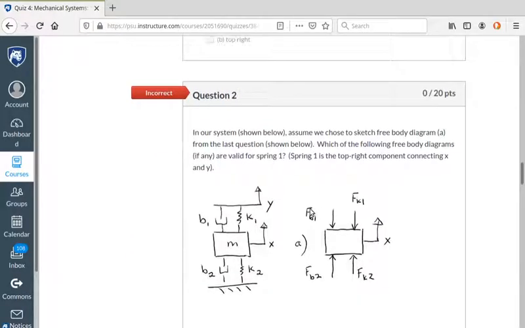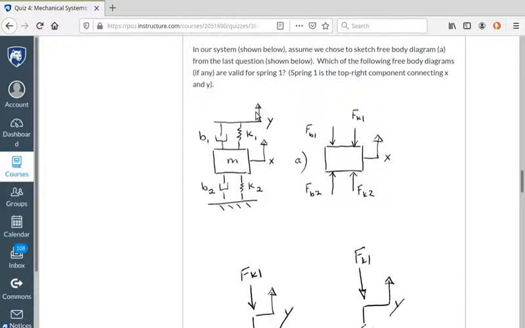Okay, now let's move on to question 2. In the system shown below, we choose to sketch a free body diagram. I've taken this free body diagram from the last question, so there's a huge clue that one was okay. Which of the following is appropriate for spring 1? So we're just looking at this one spring here.